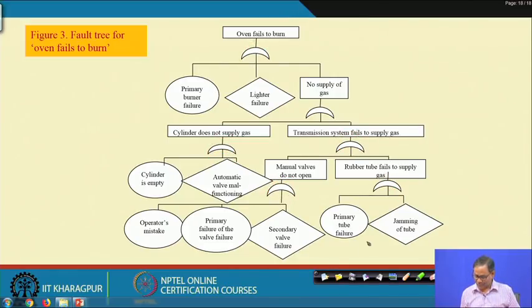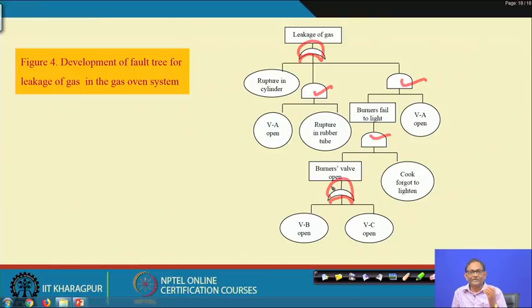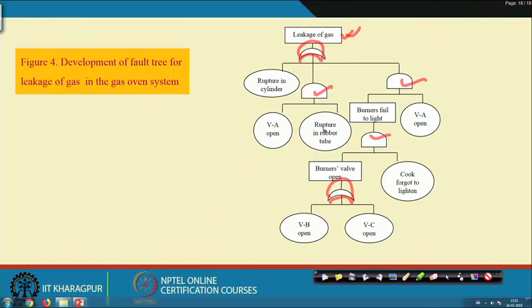So, I will show you another one. Leakage of gas for the same kitchen system, oven system. This is my OR gate. Cylinder, then there is an AND gate, another OR gate. When an AND gate is there, that means some kind of standby, so your system is better. In safety studies, the top event is the undesired event. Where there are more AND gates, it prohibits the undesired event from occurring, and this reduces the probability of the event.